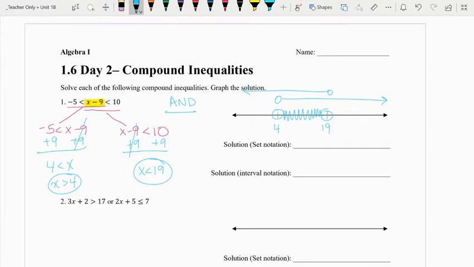So our solution in set notation would be x such that x is between 4 and 19. For interval notation, our lowest is 4 and our highest is 19, and they're both going to be parentheses because they are not included.